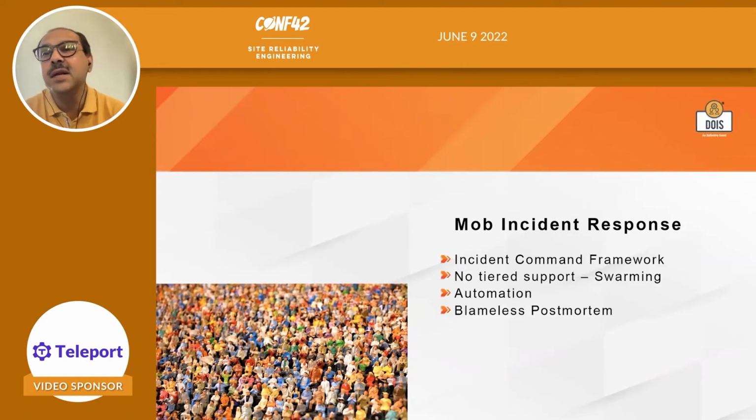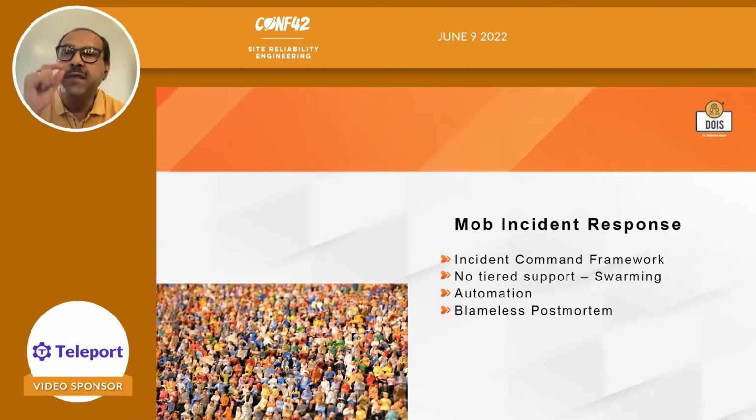But here the incident response is different. First of all, SREs do not look at a tiered support model. If you have to implement SRE, you have to move from that level 1, level 2, level 3, level 4 support. It has to be one single team responsible for the entire system, end to end. We have to move from a project to product approach. One single cross-functional, self-sufficient, self-organized team where all the capabilities are there. So we are looking at a comb-shaped skill set of the whole team.